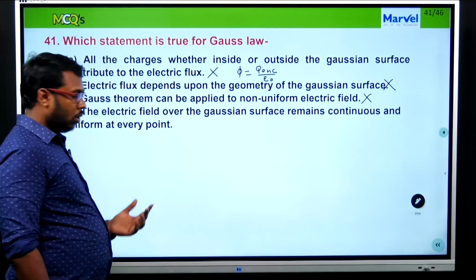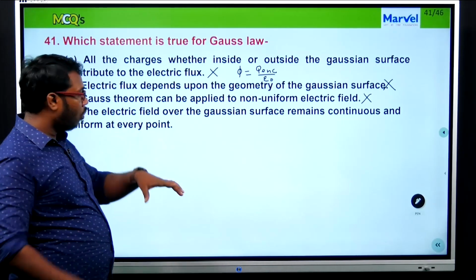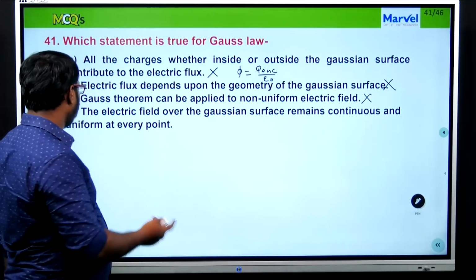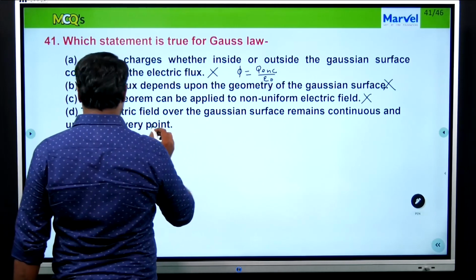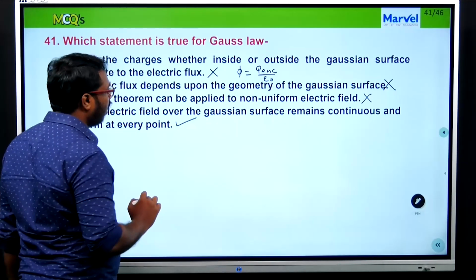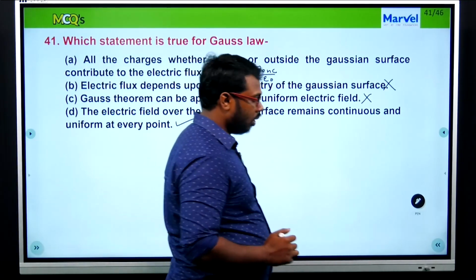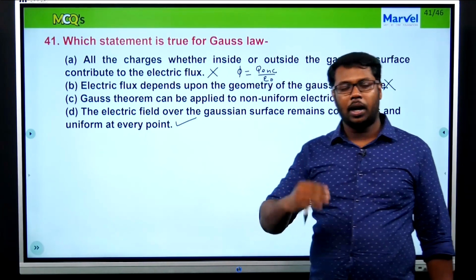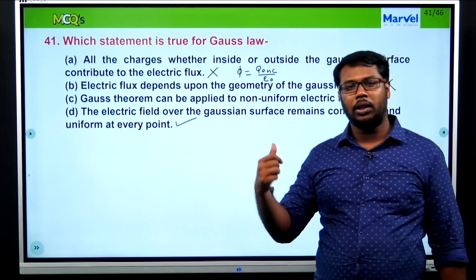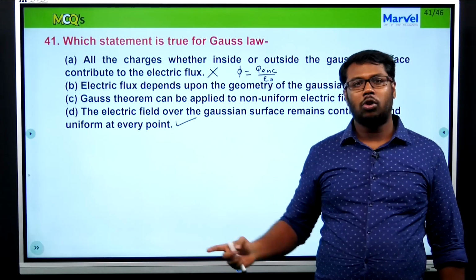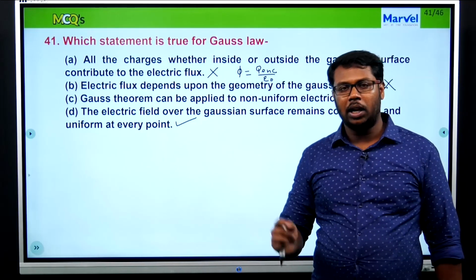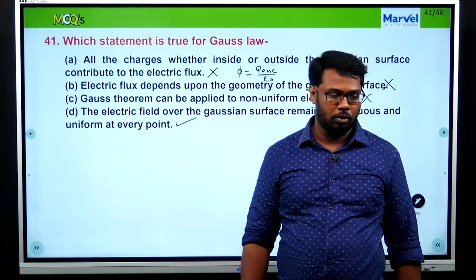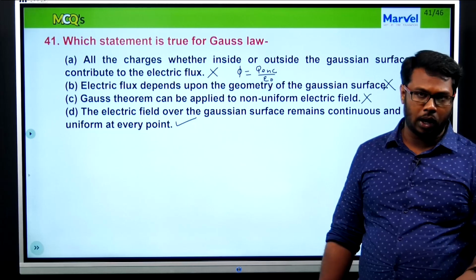Yes, the electric field over the Gaussian surface will remain the same and uniform throughout. So option D is your answer. You see, from the beginning I read all the statements and asked myself whether that is possible. If that is not possible, I instantly eliminated them, which brought me to the correct answer right away. So this is how it is done.